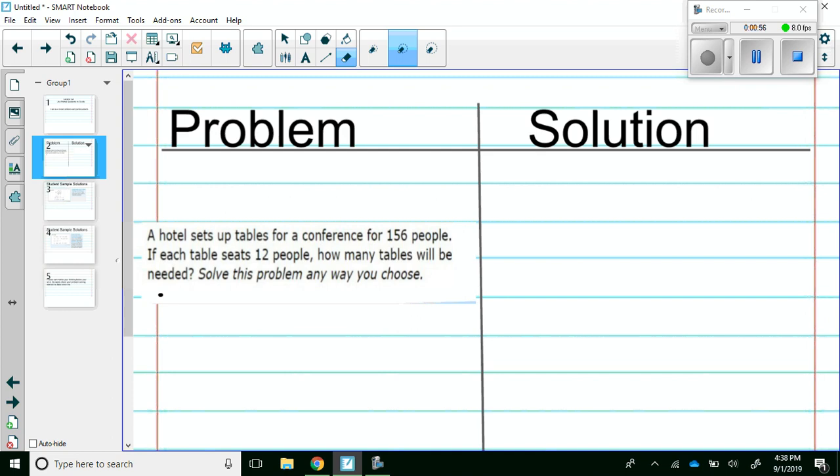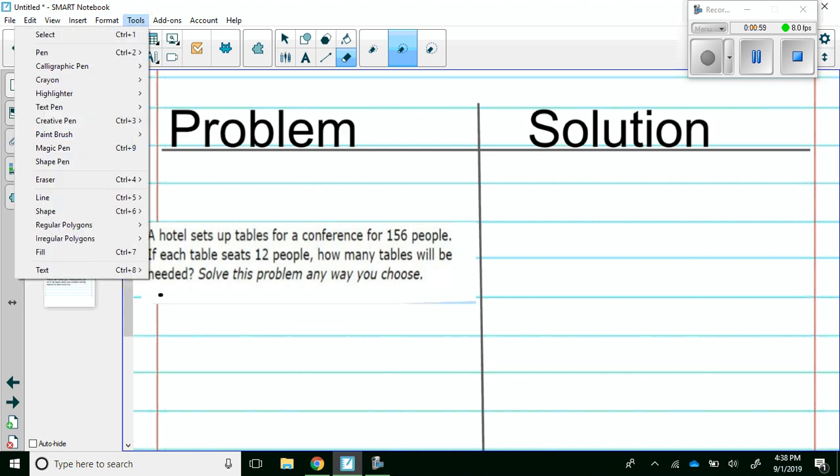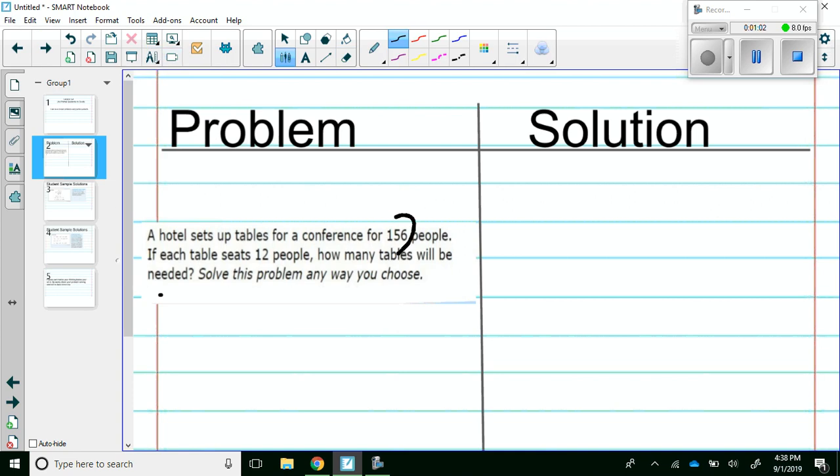Okay, let's come back and solve the problem. The first thing I want to do is use cubes. I want to circle the numbers I'll be working with. I know I have 156 people, and then I know that 12 of those people will fit at one table. Next, I need to underline the question. How many tables will be needed? Now I'm going to box the keywords. I have the word each, which gives me a clue that I may divide. I also need to know how many tables will be needed to fit those 156 people.